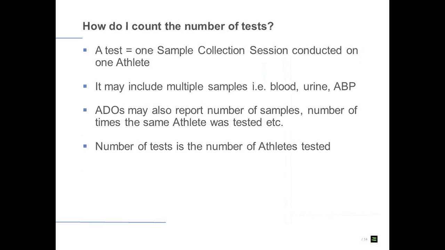To enable a consistent approach for the calculations of the technical document, the baseline figure to determine the number of analyses will be the number of tests planned to be conducted. One test is considered as one sample collection session for one athlete. This is regardless of how many samples may be collected from that athlete during an individual sample collection session. As an example, if an IF collects a blood and urine sample from 4 athletes during the same sample collection session, then this would equate to 4 planned tests.